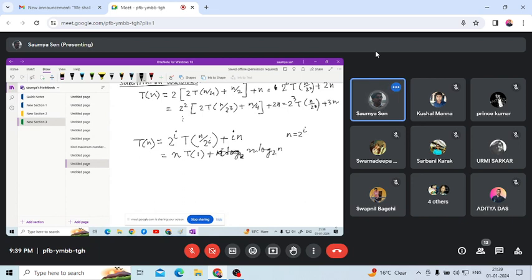So it is a constant term. So finally we can say, if T of 1 equals 2, it is given, you get T of n equals n log n base 2 plus 2 into n, which is nothing but, if you do some mathematical calculation, big O of n log n. That means n log n base 2.